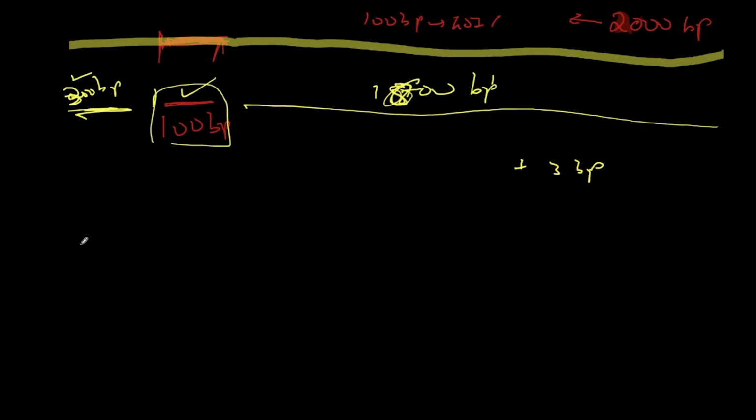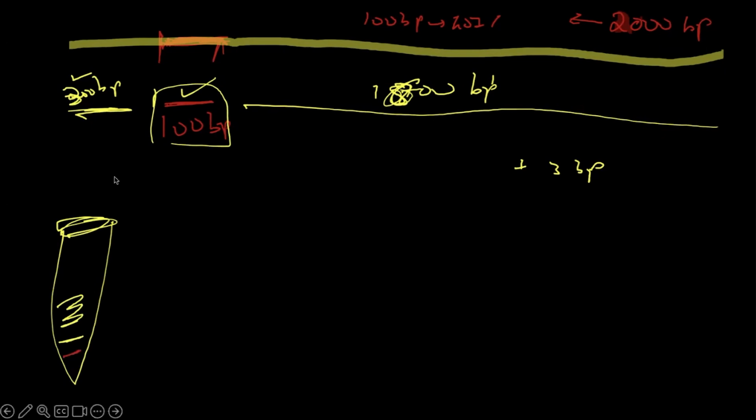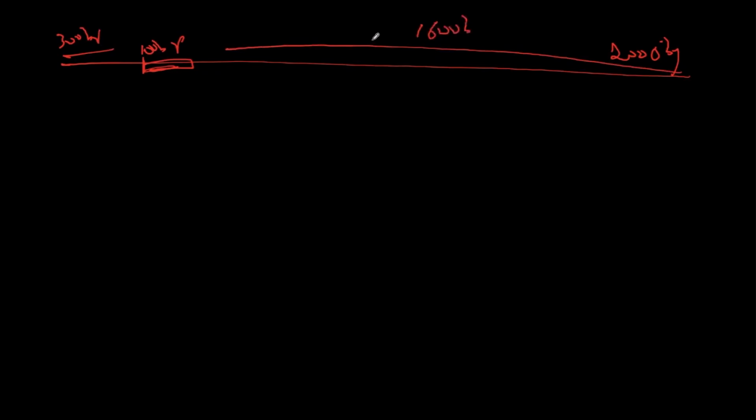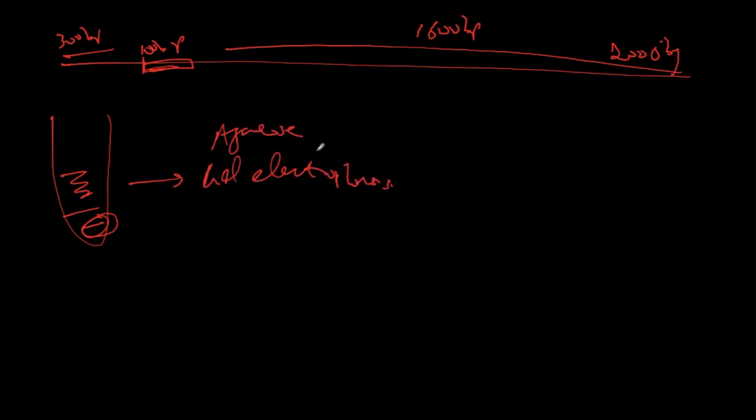Now, how do I separate this? In my solution, I added the enzyme inside, and now the solution has this, this, and this. So in this 2000 base pair DNA we have the 100 base pair gene, 300 base pair, and 600 base pair. Now I need to get only this product, only this. For this, I'll use agarose gel electrophoresis.